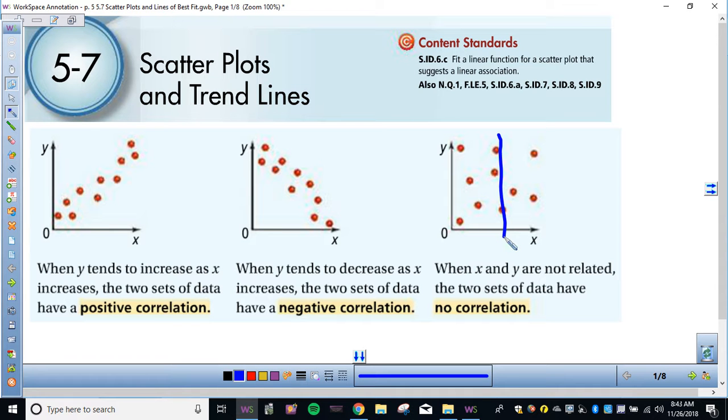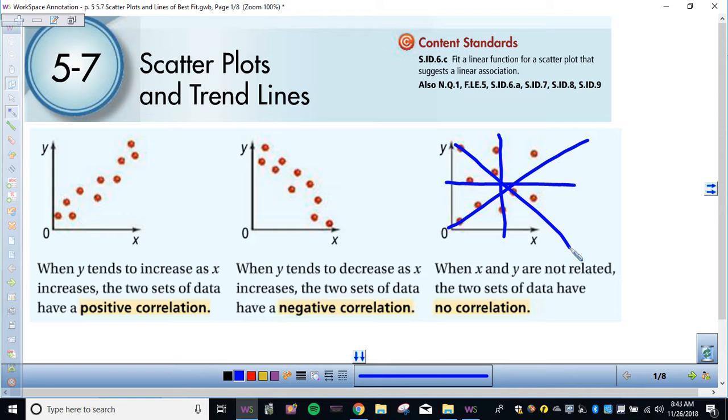We split the dots. We could draw a trend line right here. We split the dots. We could draw a trend line this way or this way. So that's why this has a correlation of 0. There's no accurate trend line you could draw. The closer the dots are to the trend line, the more accurate the predictions you can make are. Okay? So you can make pretty accurate predictions with this set of dots here and this set of dots.